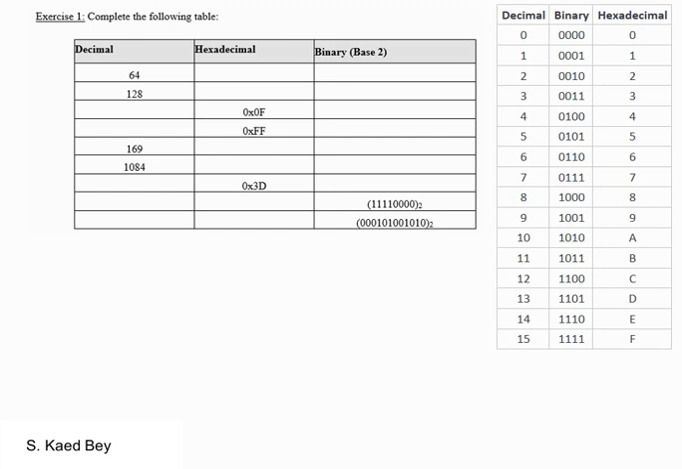In this exercise, we will be converting among the three numeral systems: the decimal, the hexadecimal, and the binary. To assist in the process, if we look at the right-hand side, this is the table that describes the main fundamental conversions.